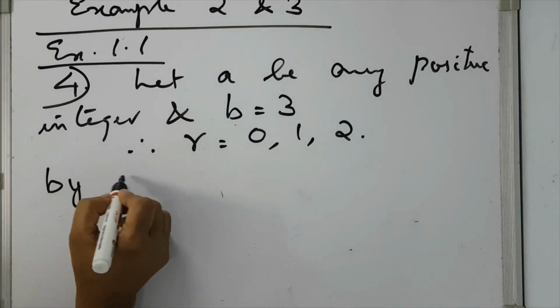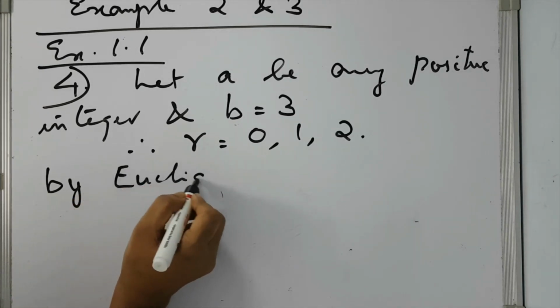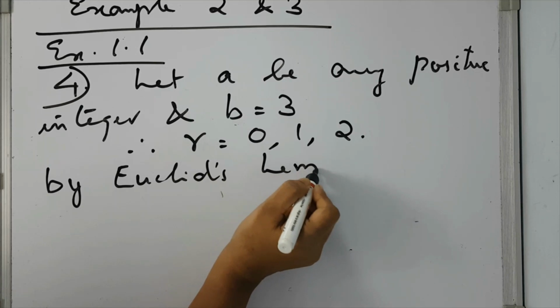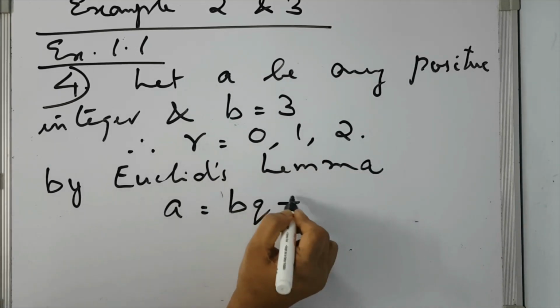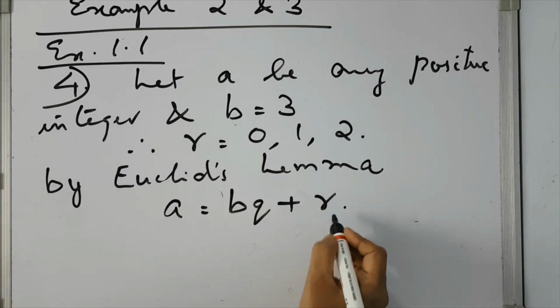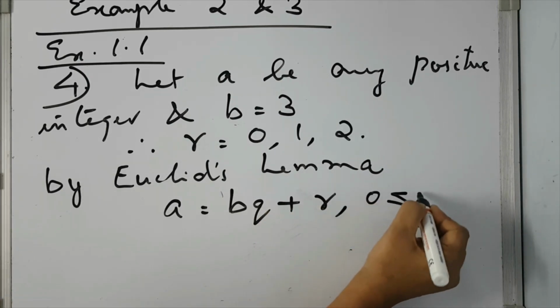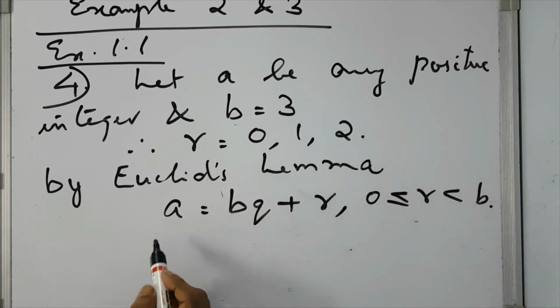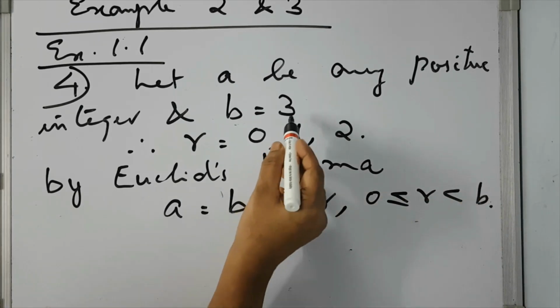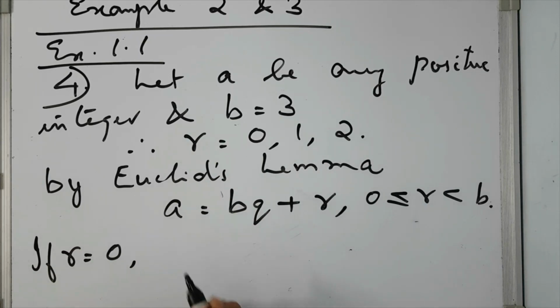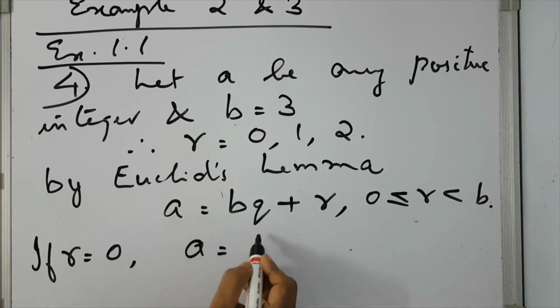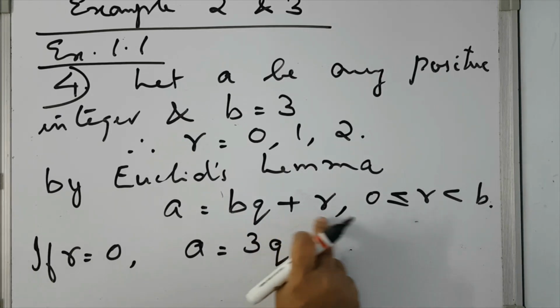By Euclid's lemma, a is equal to bq plus r, where 0 is less than or equal to r, which is less than b. Now let's take b as 3, and r can be 0, 1 and 2. So let's take r equal to 0. What will happen? a is equal to 3q plus 0, and 3q plus 0 is 3q.